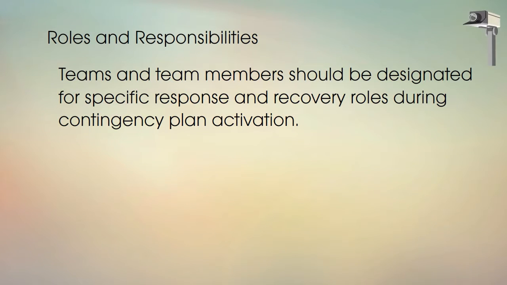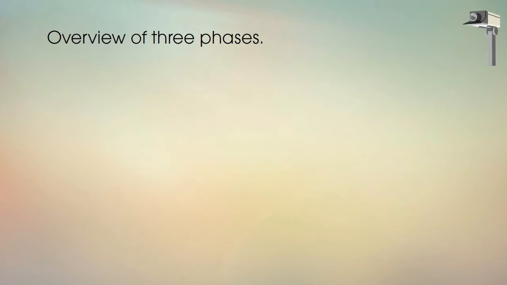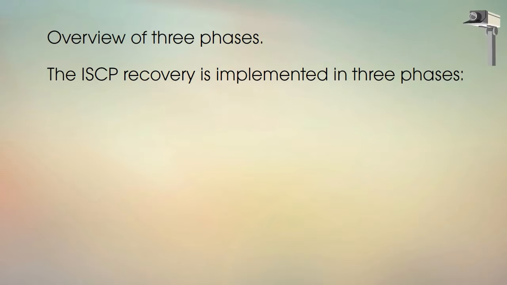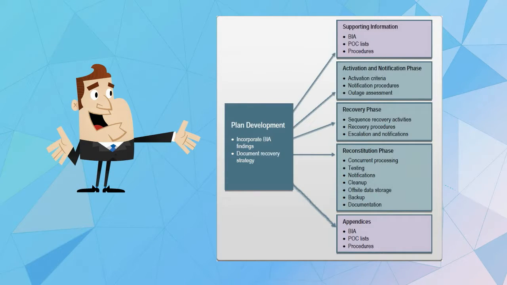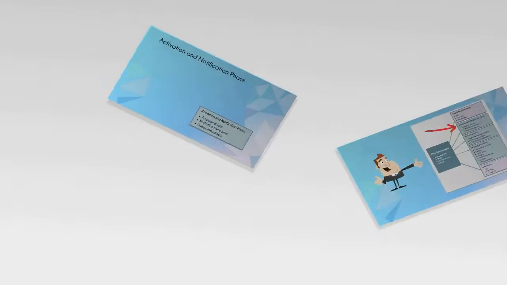Roles and responsibilities. Teams and team members should be designated for specific response and recovery roles during contingency plan activation. Overview of 3 phases. The ISCP recovery is implemented in 3 phases: activation and notification, recovery, and reconstitution. We will now consider the activation and notification phase.